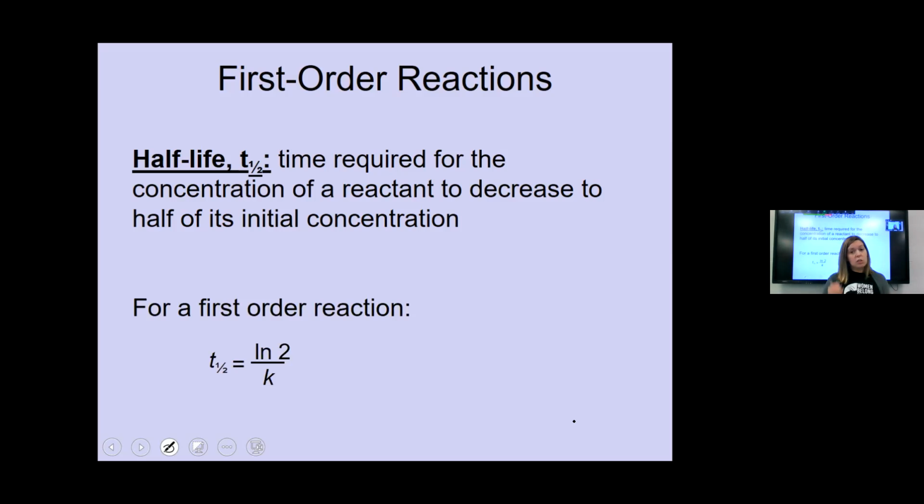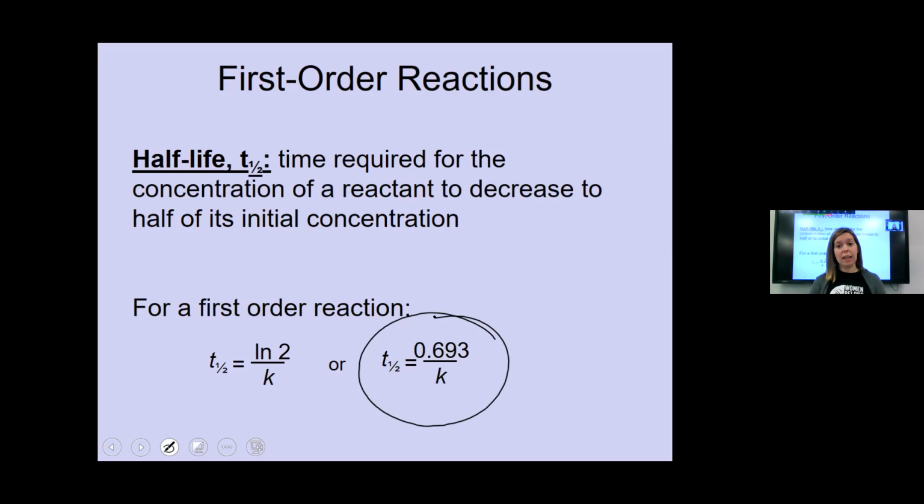So for a first order reaction, we can figure out the half-life. So ln of 2, because of half, divided by k, will give us the half-life. If we do the natural log of 2, we get 0.693. And this is how we get the equation that's on our reference table. So if we know k and we know it's a first order reaction, we can figure out the half-life. So 0.693 divided by k will give us the half-life.